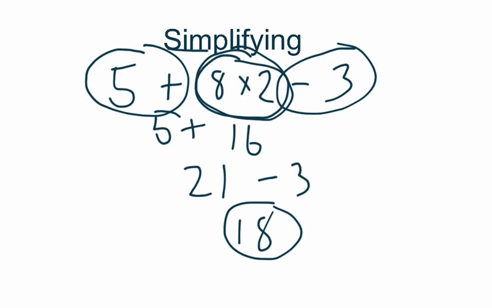We simplified this nice, big, long equation and said, you know what? It's 18. So that's what simplifying means. We're just making things more simple. And it can be anything. It's just basically taking an expression and simplifying it down.